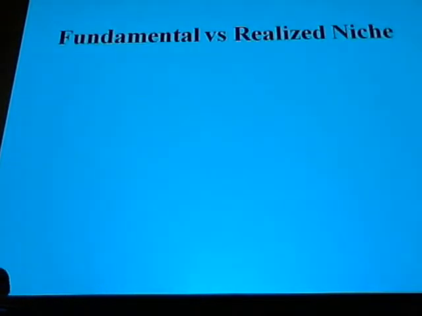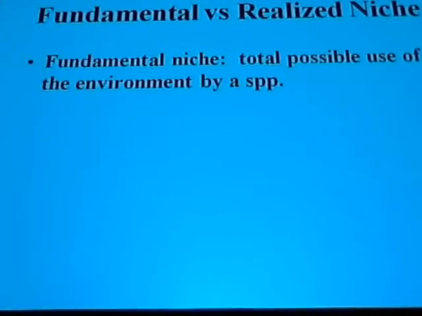Now this kind of thinking has generated a key concept in ecology, and that's the concept of a fundamental versus realized niche. Basically, a fundamental versus realized niche is where you can live versus where you actually do live. One is always going to be broader in scope than the other. A fundamental niche is the total possible use of the environment by a species. It's everywhere it could live.